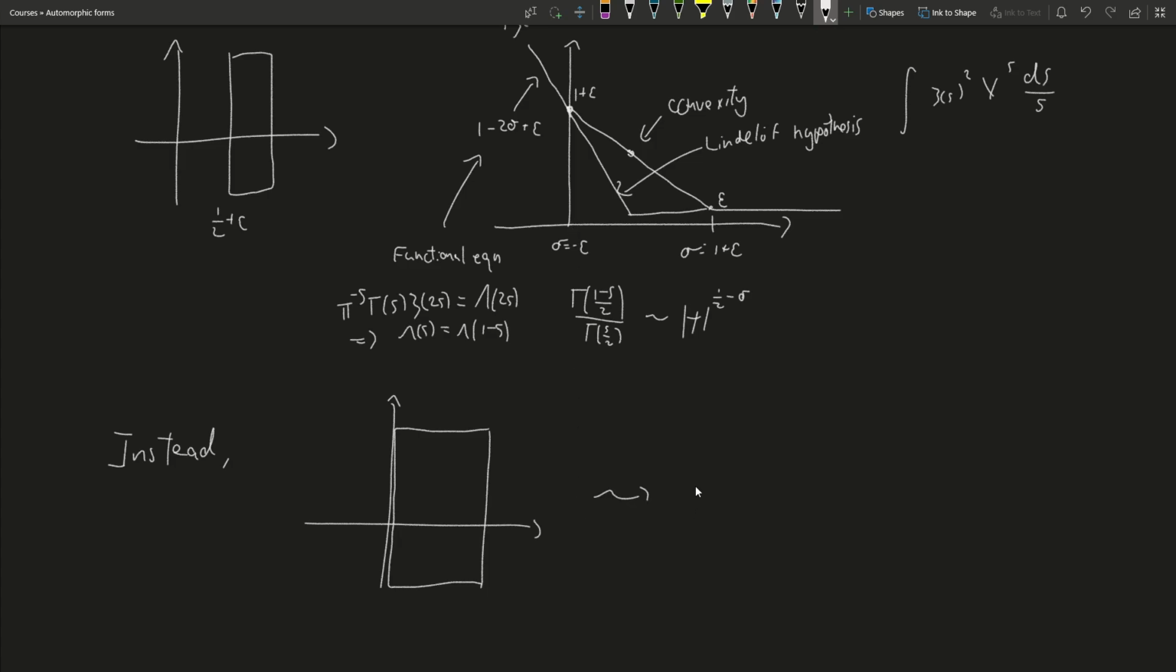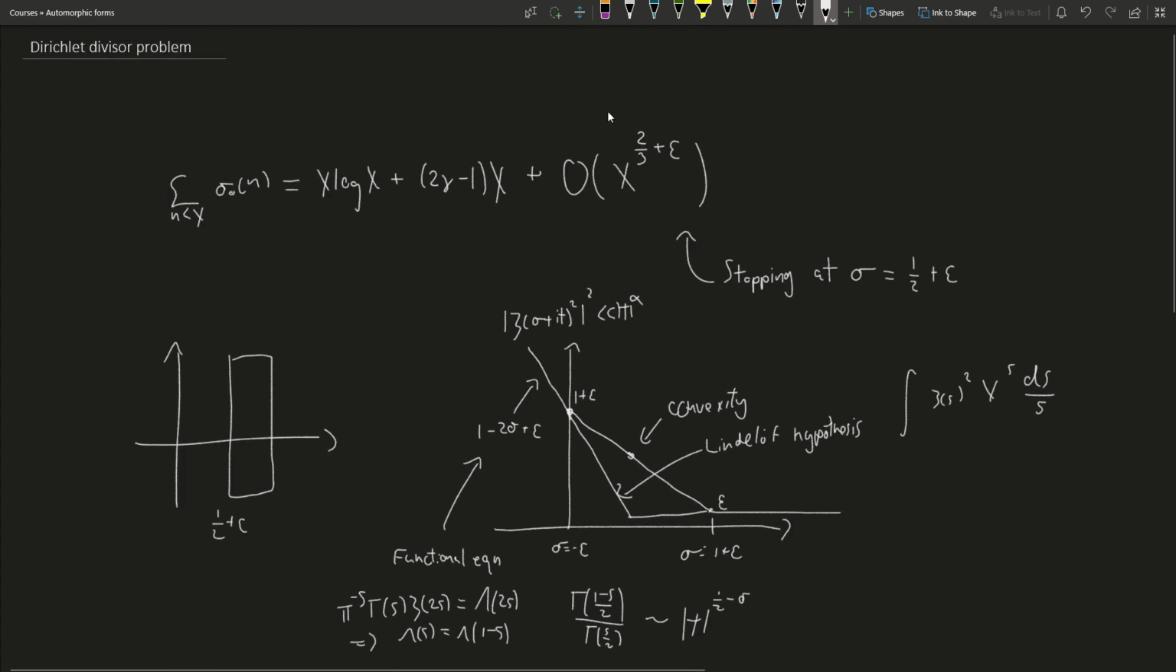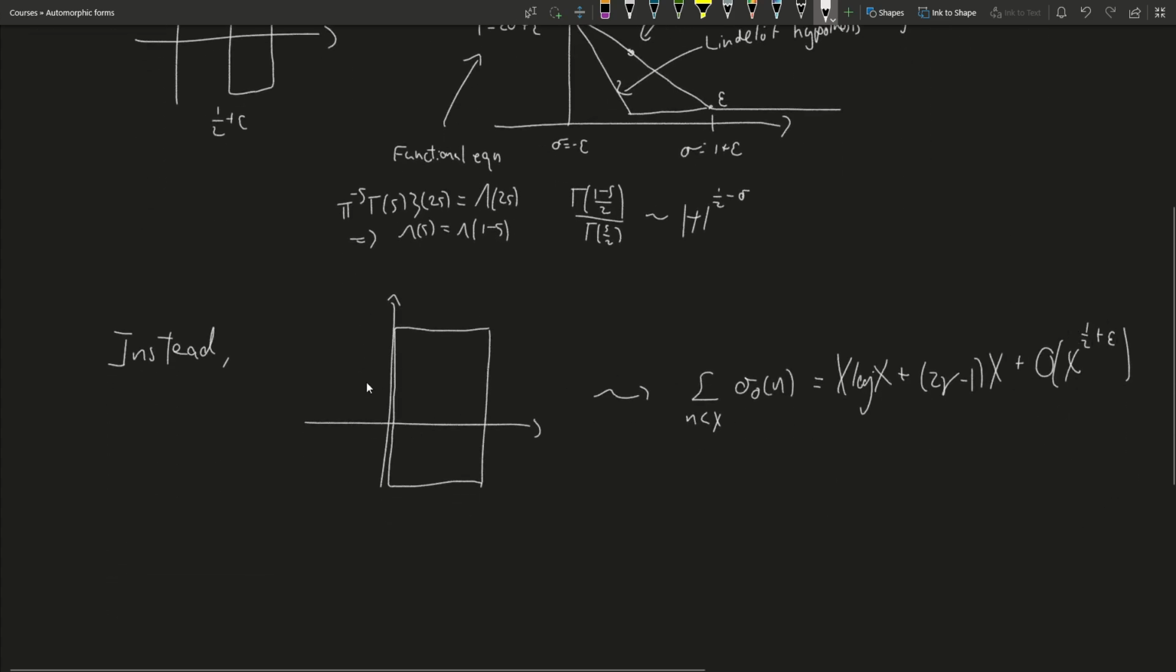Then what you end up getting is that, of course, you have the same main terms, x log x plus (2 gamma minus 1) times x, and then the error term you'll end up getting is x to the 1/2 plus epsilon instead of 2/3. Right? Previously we got 2/3. If you go all the way to 0, you get 1/2. And so that's sort of a free improvement.